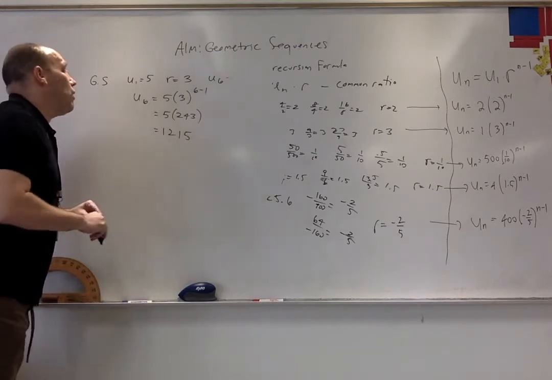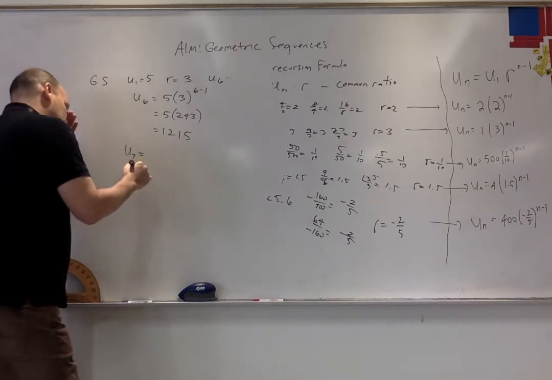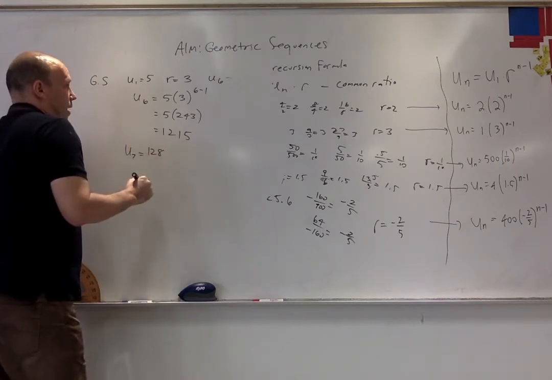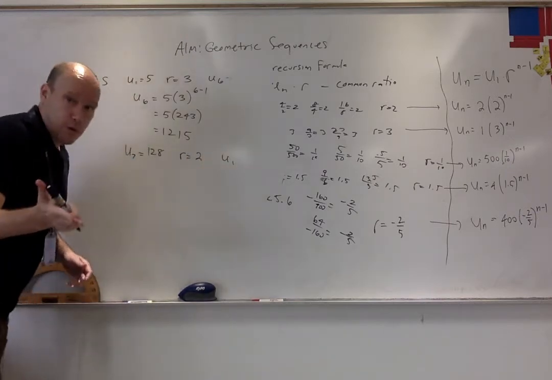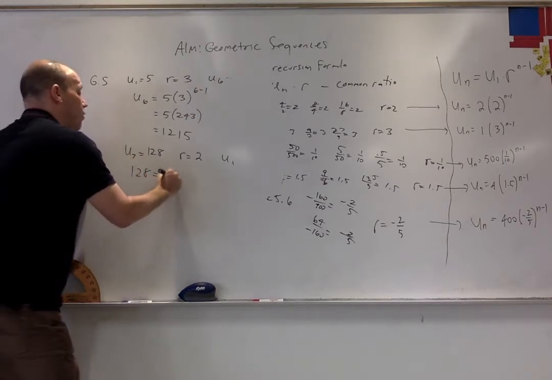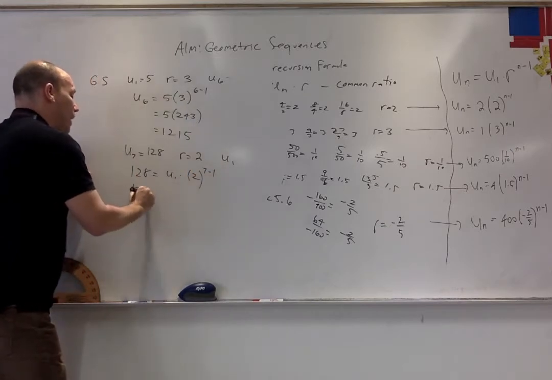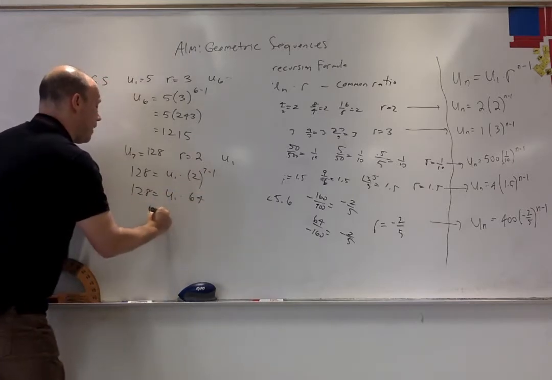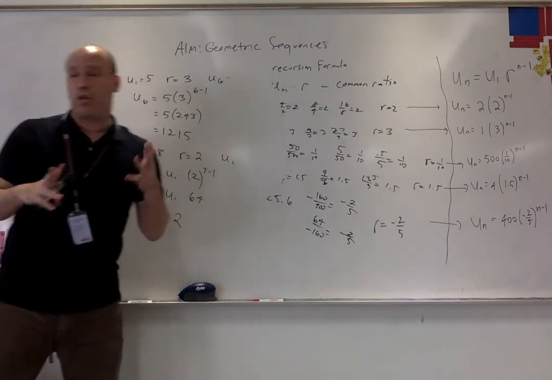What's another example? The seventh term is 128, and the common ratio is 2. Find the first term. So you might say, okay, 128 is equal to the first term times 2 to the 7 minus 1. 128 is equal to u1 times 2 to the 6th, which is 64. So u1 equals 2. And this all comes down to using the formula to find the term.